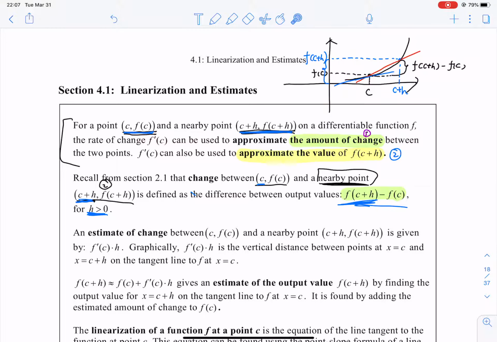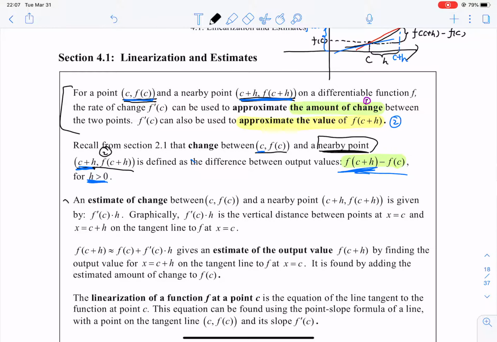Because the slope of this one just means this part divided by this part. And we know the horizontal difference is just c plus h minus c. So this part is just h. So what is the value of here? We can just use the slope of this one, which is f prime of c, f prime of c multiplied by this part. Then we got this part. So now we can solve for the first question. The first question, and the answer is right here.